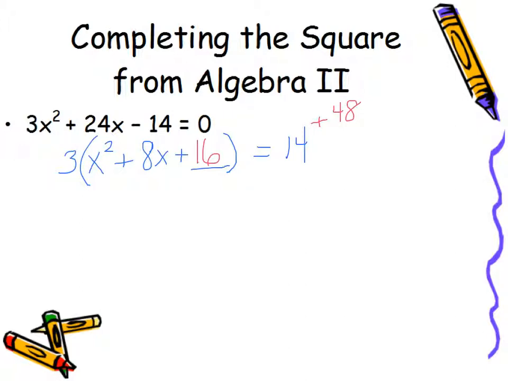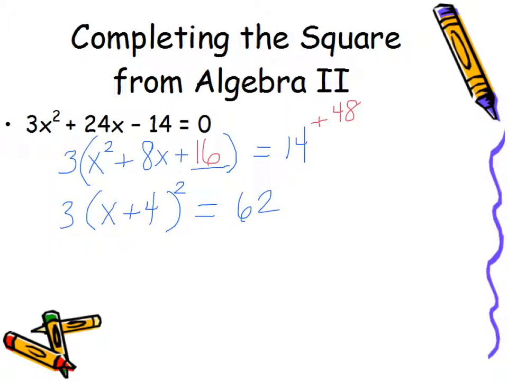All right, so then your next step is to factor this trinomial that you created. And if you created it correctly, it's always going to factor to a binomial squared. And so what this would factor to is an x plus 4, or what we would call x plus 4 squared, equals, and 14 plus 48 is 62.